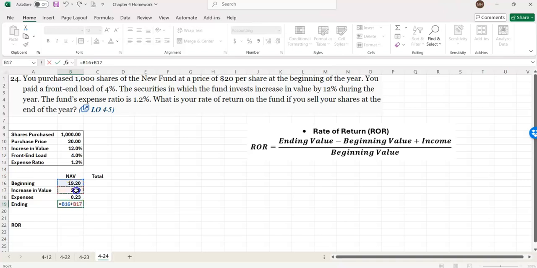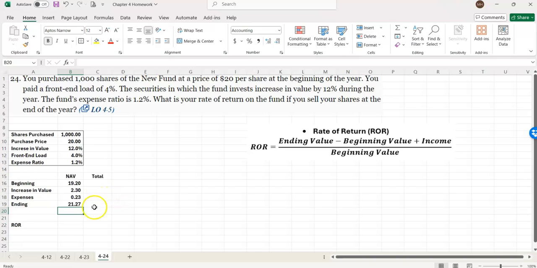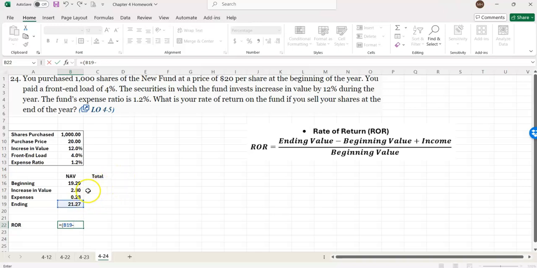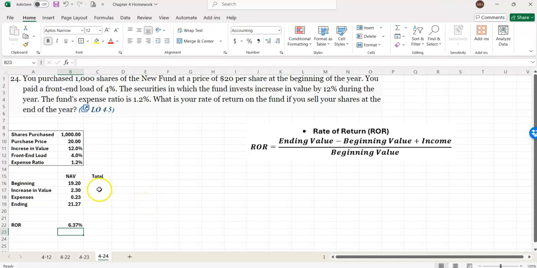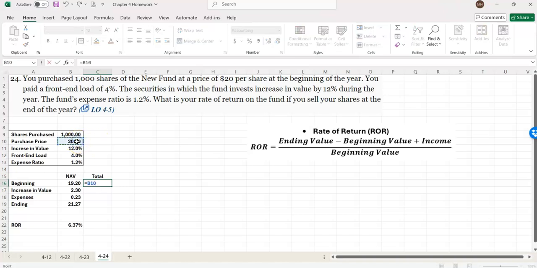1920 plus the $2.30 minus the expenses. That's 2127. So the thing we got to remember here is that we invested $20. So my rate of return is my ending value, my 2127 minus the $20 divided by 20. So 6.37%.